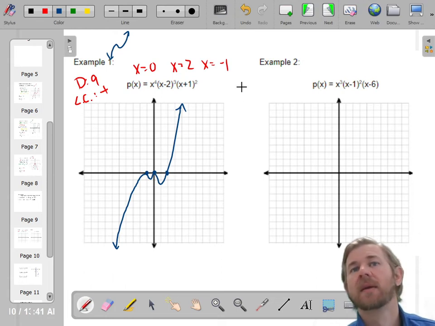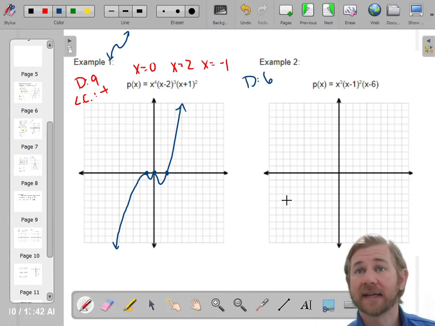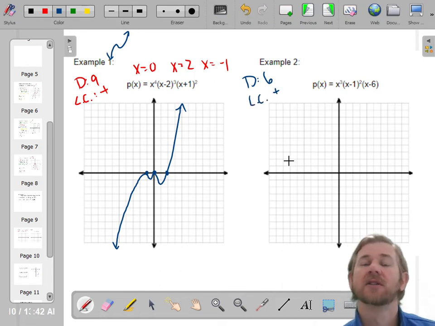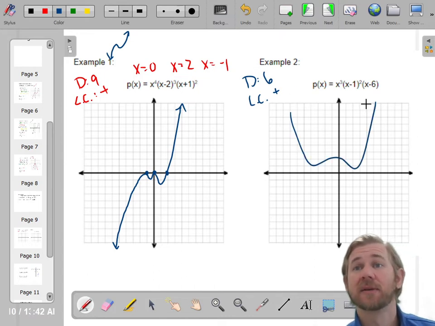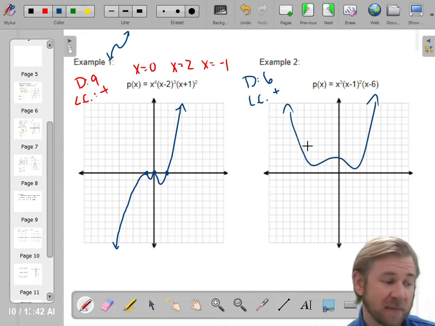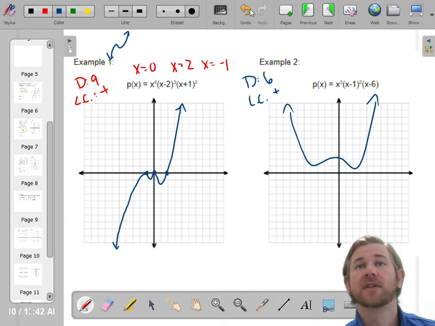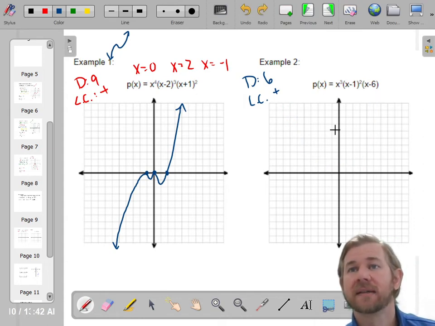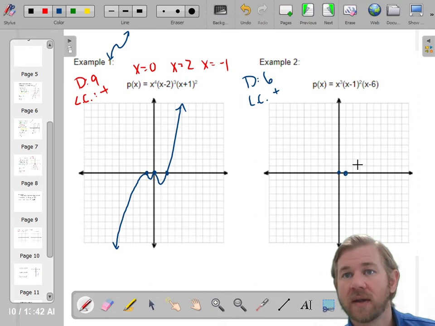Let's try another one. This one is degree, you got to add up the exponents. 3, 4, 5, and then don't forget that's a 1. So 6. So degree 6, and since it's all positive coefficients, the leading coefficient will be positive as well. So it's even and positive. That means it makes a W, kind of, some shape kind of like that. So let's try it now. Where are my zeros? My zeros are at 1, 6, and 0. So 0, 1, and 6. 2, 3, 4, 5, 6 right there.